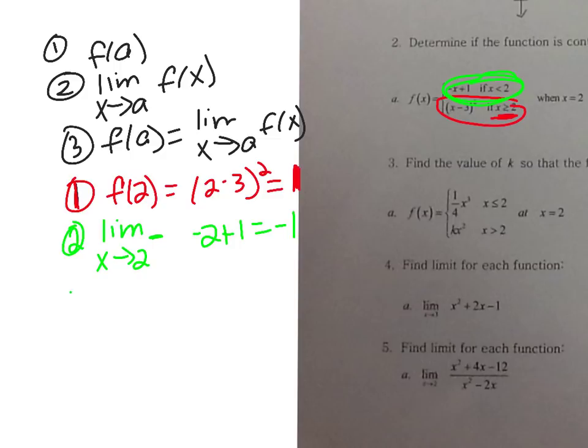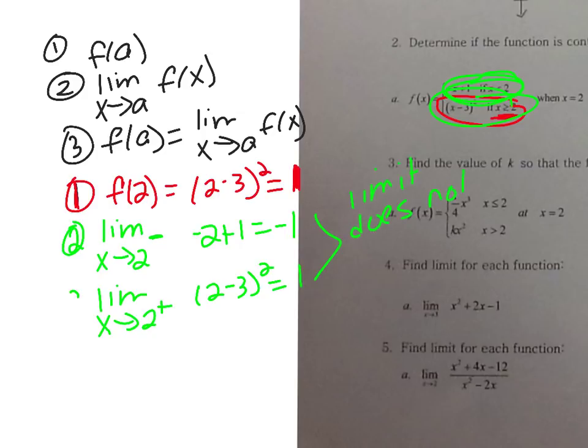And then I have the limit as x approaches 2 from the right. That would be plugged into this one. And I already know that that's 2 minus 3 squared, which is equal to 1. So first of all, this limit does not even exist. So since this doesn't even exist, it is not continuous.